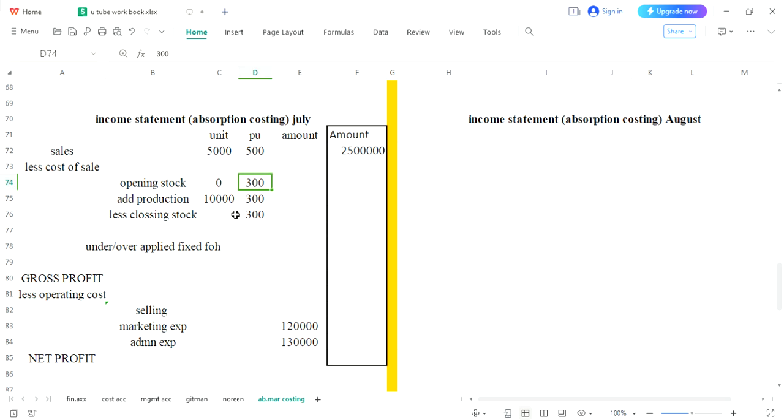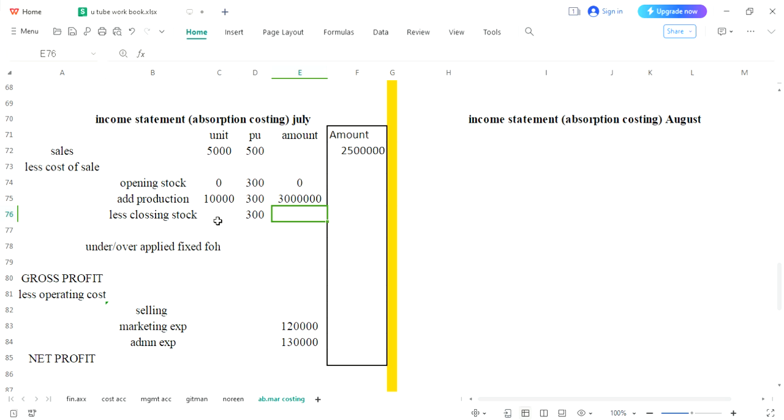Opening stock: since it was the starting month, we do not have any opening stock, it was 0. So the calculation of opening stock is 0. Then we will see production: 10,000 units are produced and per unit total cost was 300. It means we have calculated our production cost.